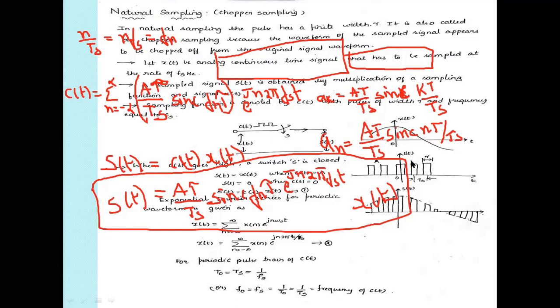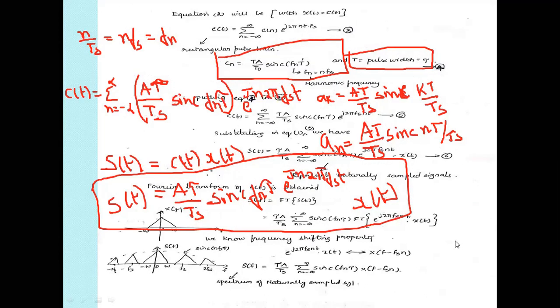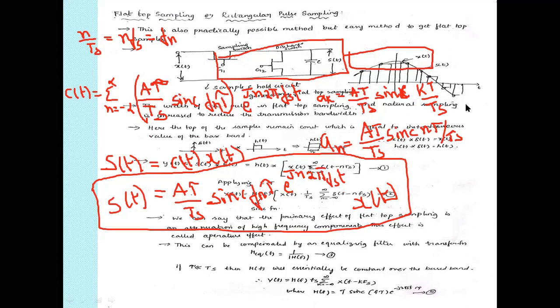The x of t, the continuous time function, and natural sampling with pulse width tau. It is also called chopper sampling. After combining these two functions, the c of t and x of t, you get the s of t. The time domain function, s of t, is equal to a tau by Ts, sinc of n Fs tau, e power j n 2 pi Fs t, into x of t.